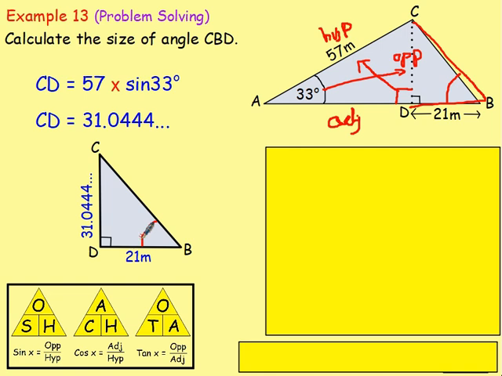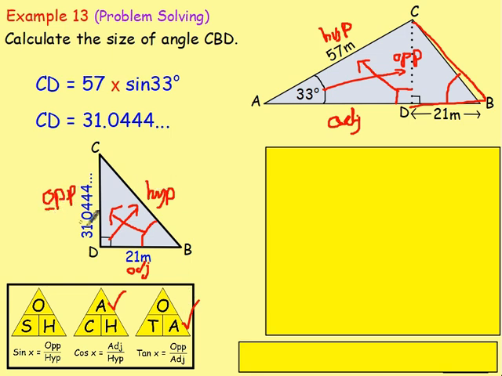So to use SOHCAHTOA, label your sides. Across from the right angle is the hypotenuse. Across from the angle here, that is the opposite. And the other side is the adjacent. Tick any sides you know or want to find, so we know the adjacent, so we can tick A for adjacent. The hypotenuse, do we know it? No, we don't know the length of that hypotenuse, so just ignore the H for hypotenuse.